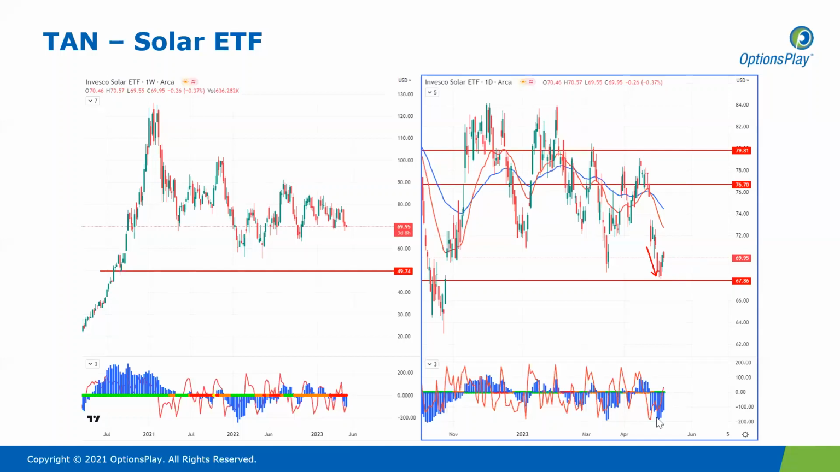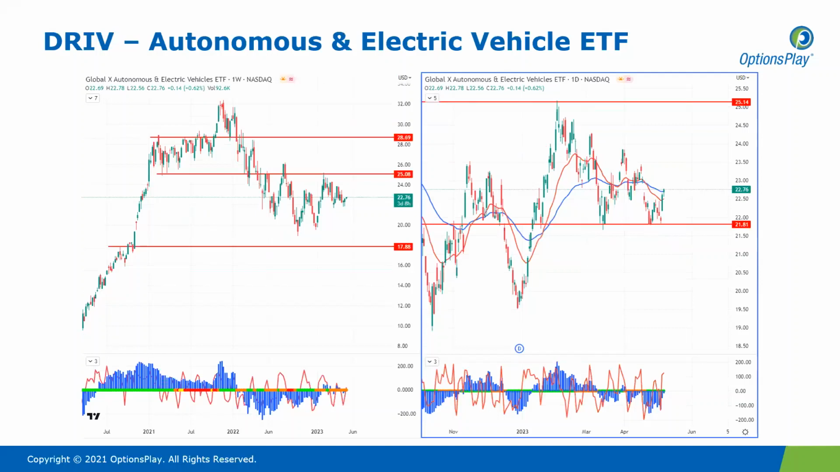Major area of support, price a little bit oversold, or was oversold a few days ago, and a nice risk reward bullish entry point for a retest of the top part of the range, anywhere between 75 and 80. So nice entry point for TAN, and despite the bearish price action, our bullish thesis definitely remains intact for this one. Moving on to DRIV, the other idea that I had for you last week, which is the autonomous and electric vehicle ETF.